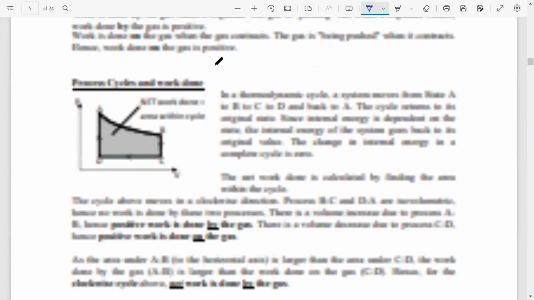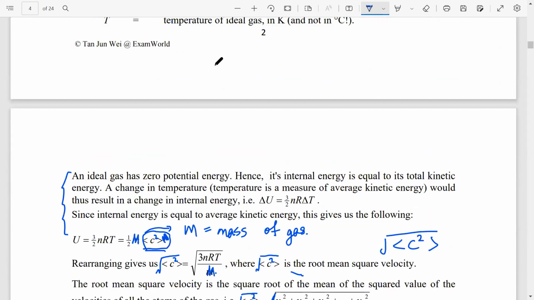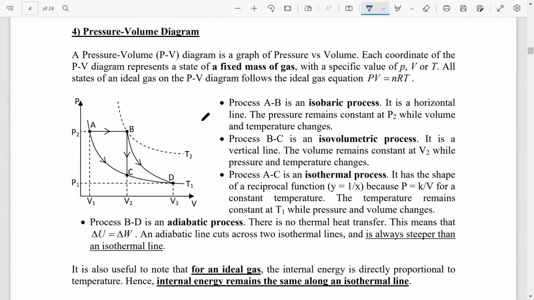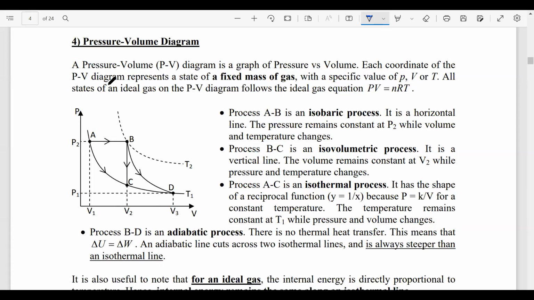So now we'll go back. Now you can go back to the notes and we'll go on to the next part, which is to understand what is a pressure volume diagram, or what we call a PV diagram. So what exactly is a pressure volume diagram? Basically you can see from the diagram, it's just a graph. Y-axis pressure, x-axis volume, and we use this PV diagram to try and illustrate four common processes.